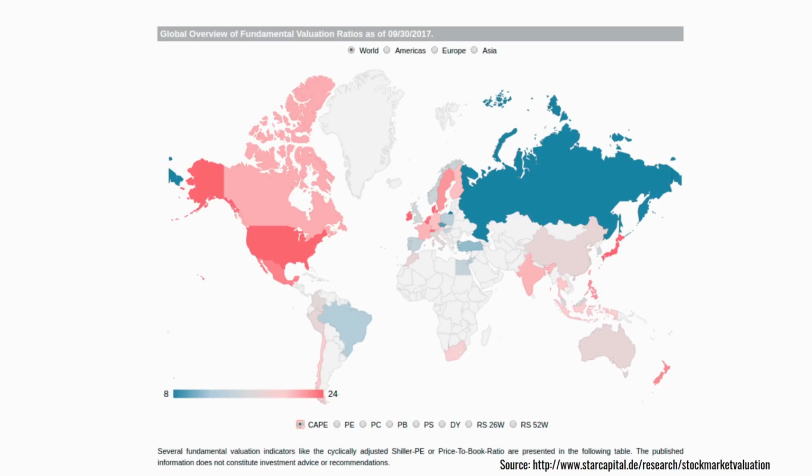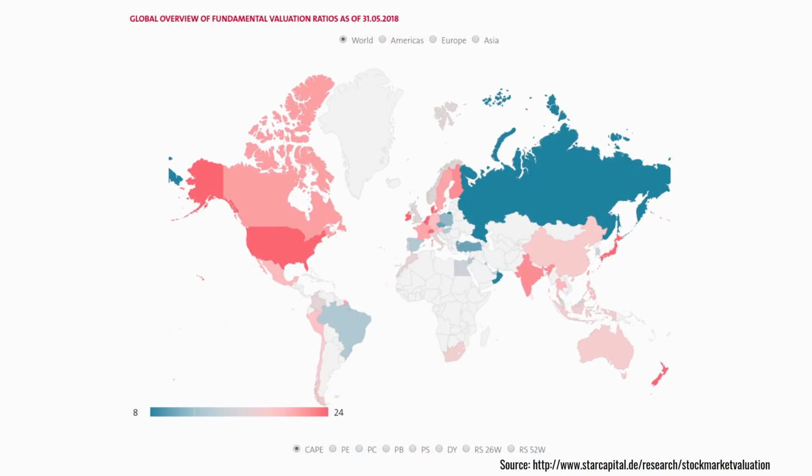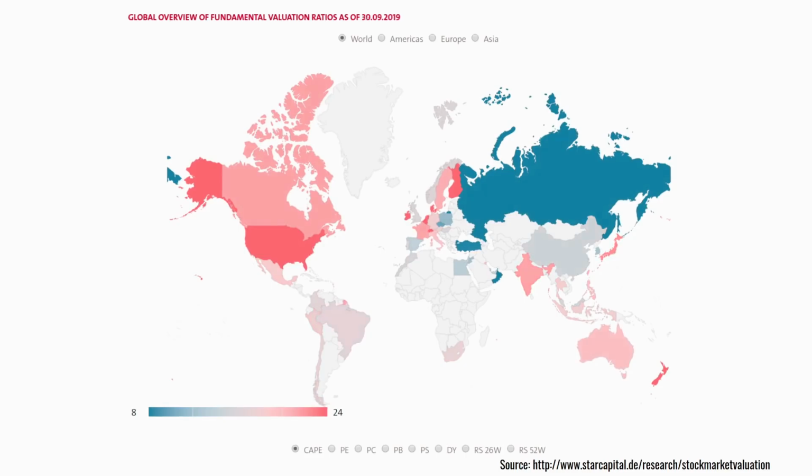The earnings in the denominator are averaged over a decade because that roughly corresponds to one business cycle. And it also irons out the volatility of earnings, which tend to fluctuate up and down a great deal from year to year. This is how things looked in September 2017. This is May 2018, March 2019, and then finally September 2019.